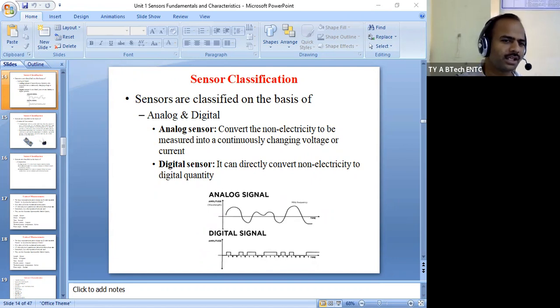Next, sensors are again classified on the basis of composition: basic, combined, and applied sensors. Again, these are some categories.